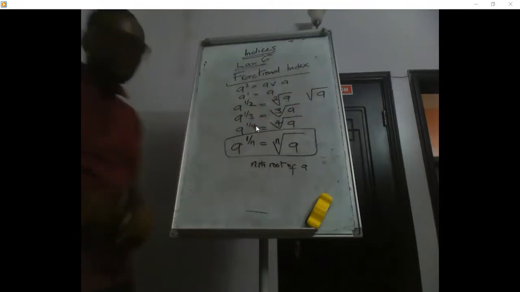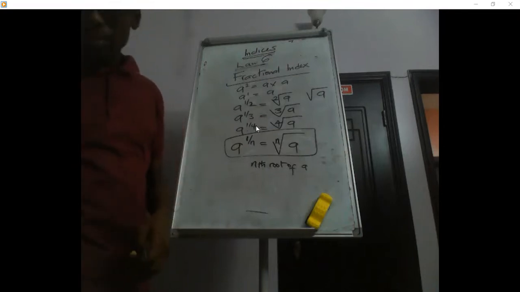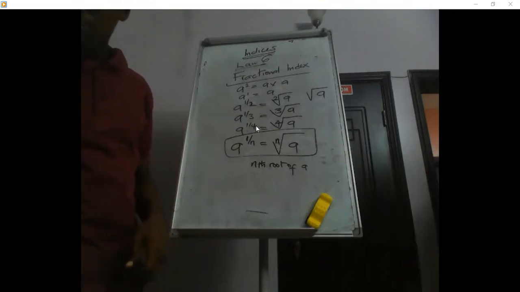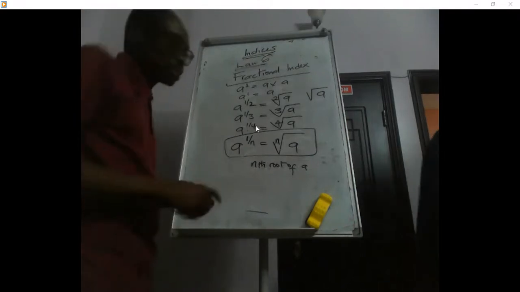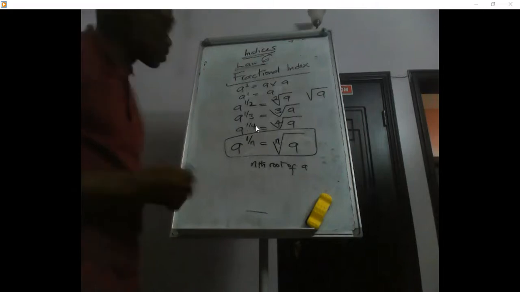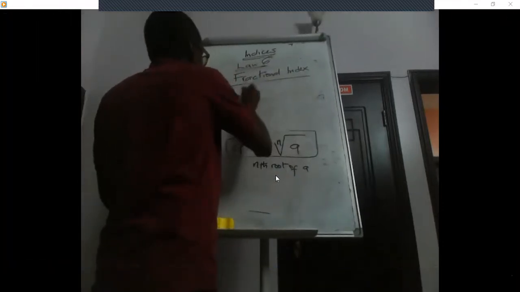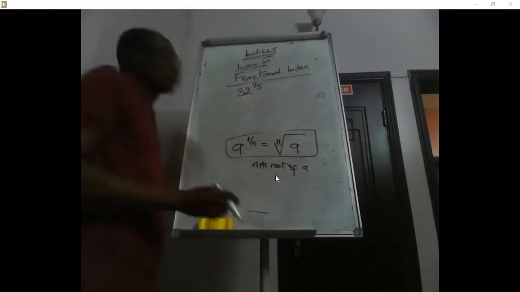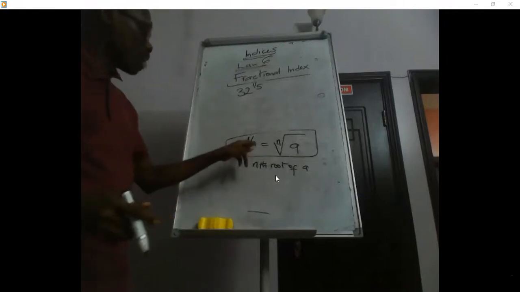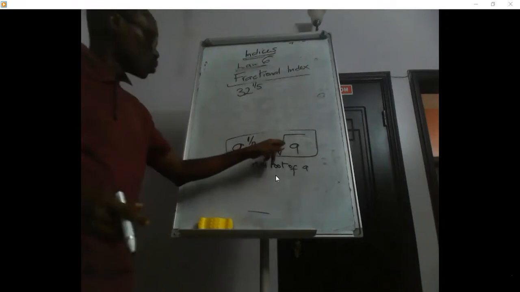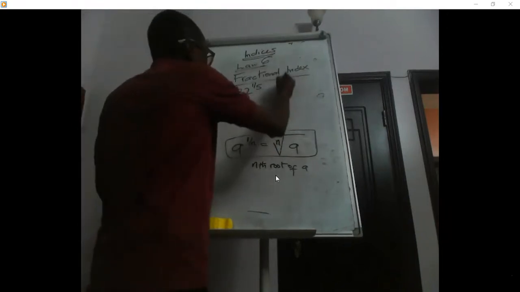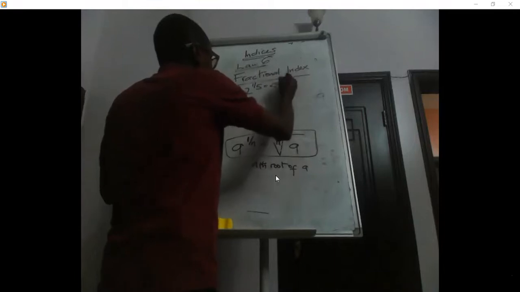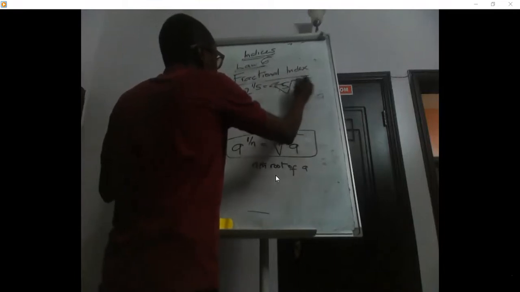Okay, so let's take an example. Assuming you have 32 raised to the power 1 over 5, how do you solve this? Now, based on this, n is what, 5? So you're going to just put your 5, and this is going to be equal to the fifth root of 32.